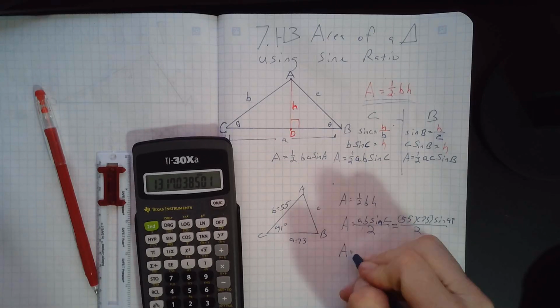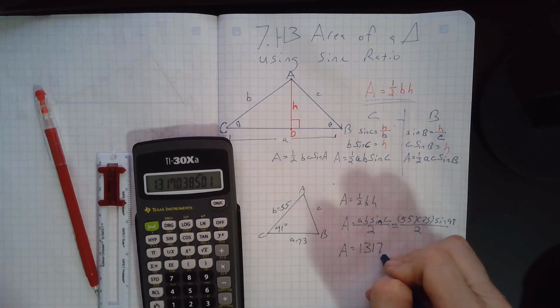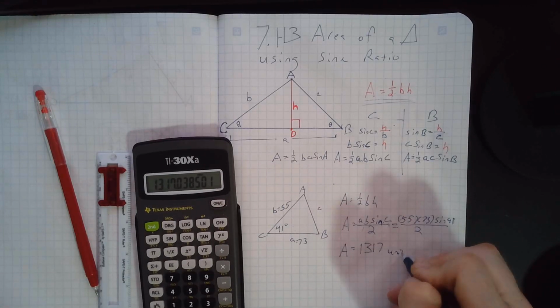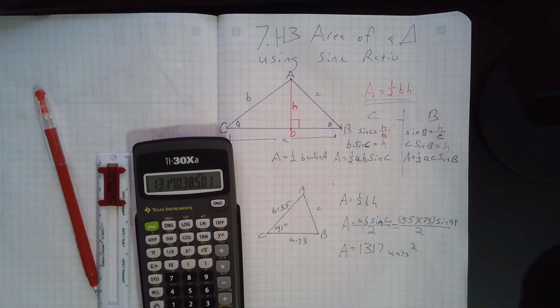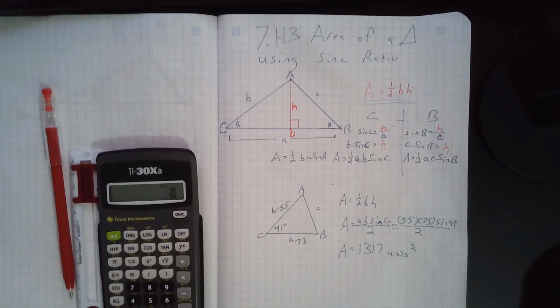That makes sense. The area equals 1,317 whatever units squared, right? That's going to be units squared. So there you go. So hopefully that's pretty simple.